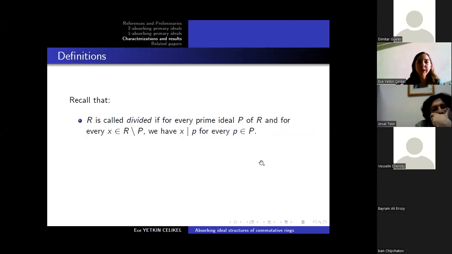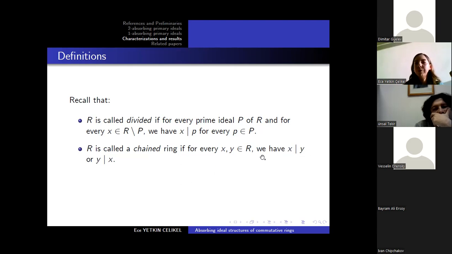So I want to recall some definitions which I use in the next theorem. R is said to be a divided ring if every prime ideal is comparable with every principal ideal in this ring. Or in other words, we can write this condition. And if every two principal ideals are comparable, then we say that this ring is a chained ring. And we have these implications between them.